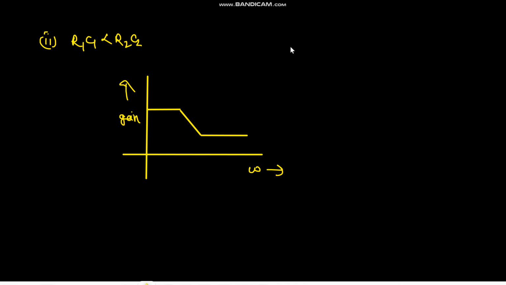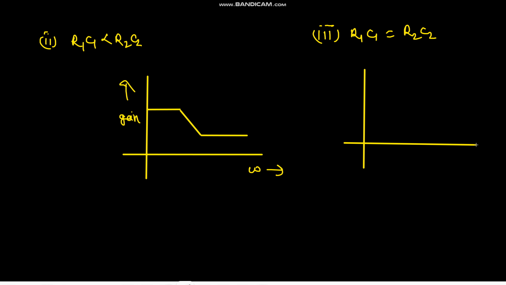Okay. Then tell me one more thing. For the third condition, R1 C1 equals to R2 C2, how would the Bode plot be? The Bode plot would be a constant line, because it's a zero order system. There is no pole, no 0, and we have a constant DC gain. At any frequency we have the same gain, because at zero frequency we are having the same gain, and at infinite frequency as well we are having the same gain. So the Bode plot would be simply a straight line. So this would be our Bode plot.